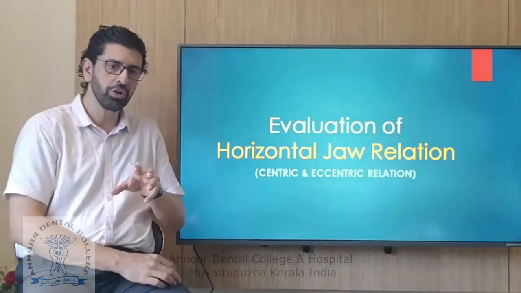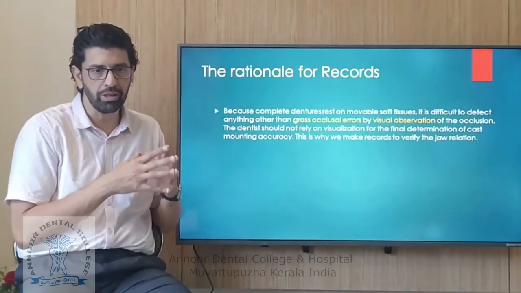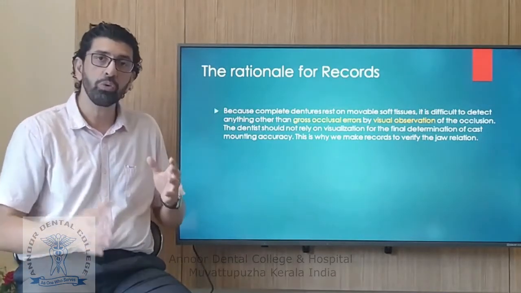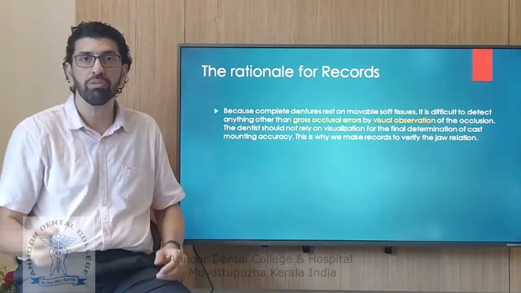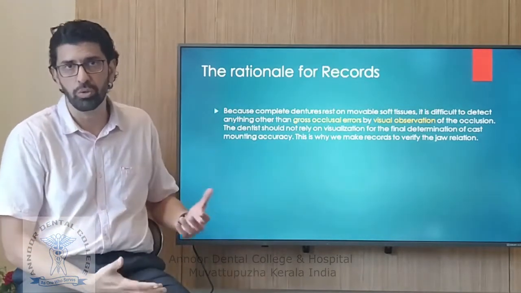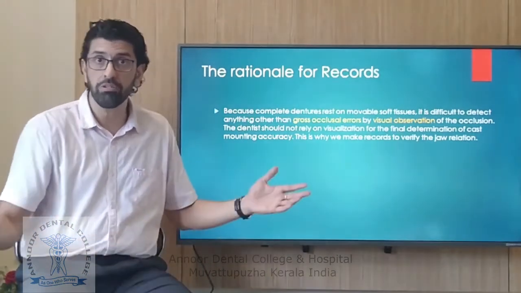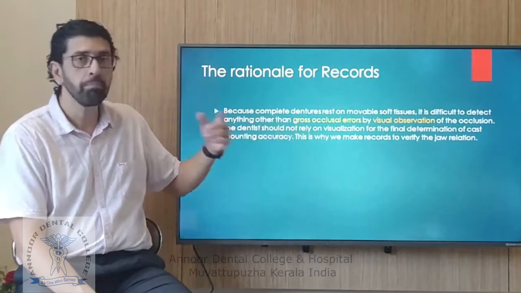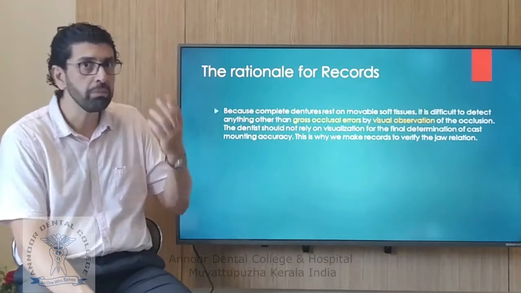So in evaluation of horizontal jaw relation, you have centric and eccentric relation that you're going to look for. Well, of course, what is the rationale for making these records? See, in no situation can you 100% say that my records are perfect or my teeth are perfect without actually seeing it on the articulator. Really, because the denture rests on soft tissue and it can always move. And because of that, a lot of dentures just work fine because the tissues adapt. But my point is that you can only see gross occlusal errors by visual observation in the mouth, and you can't see the lingual aspects. So there's a lot of limitation that we have.